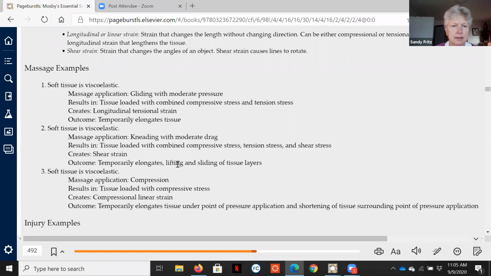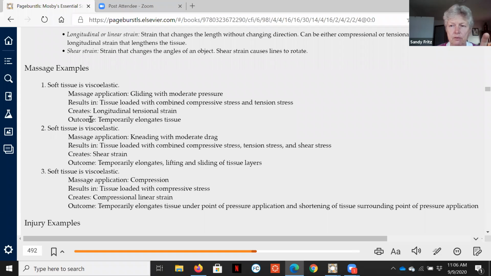Here's another example. Massage application kneading. It's a twist with moderate drag, that's less slip, results in tissue loaded with combined compressive stress, tension stress, and shear stress. It creates a shear strain, and the outcome is there's a temporary elongation there, and there's a lifting and sliding of tissue layers.